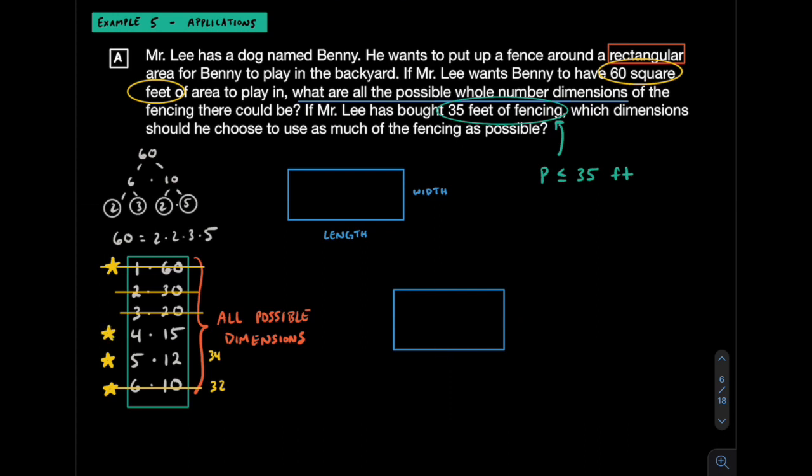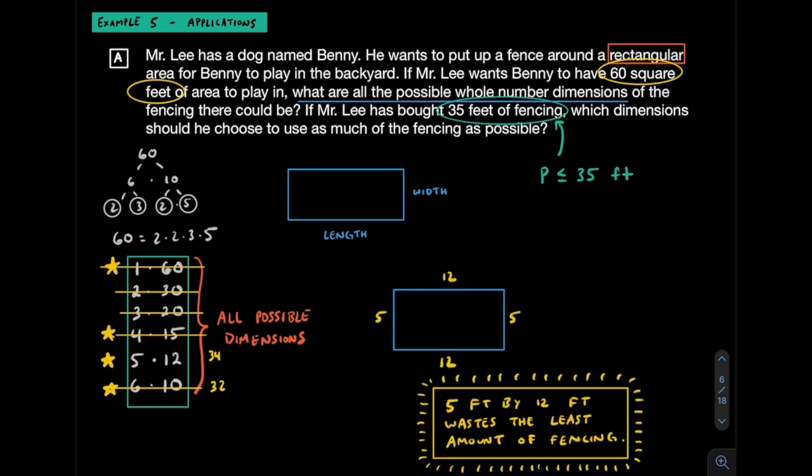And what do you guys think about this 4 and 15? Well, we put a 4 here and a 15 here, a 4 here and a 15 here. 15 times 2, that's 30. 4 times 2 is 8. 8 plus 30, that's 38. Oh, that's a little bit too much. So I think we have our winner here. In conclusion, we should use the 5 by 12 dimensions to get the area of 60 while also using the most amount of fencing without wasting as much.